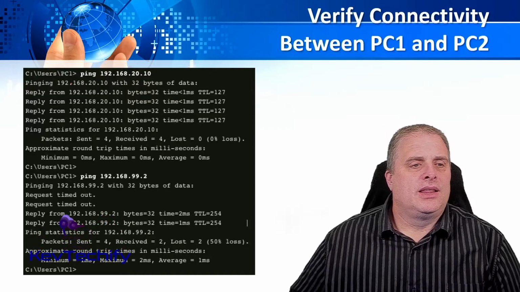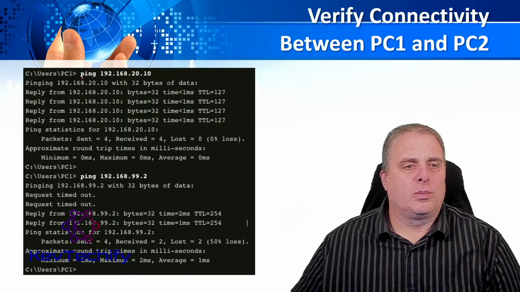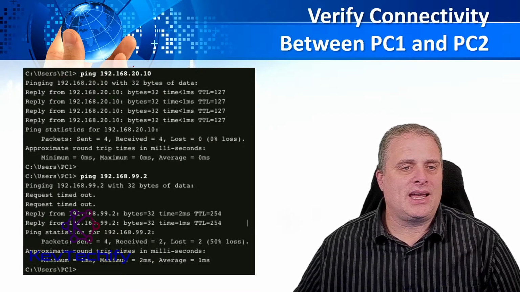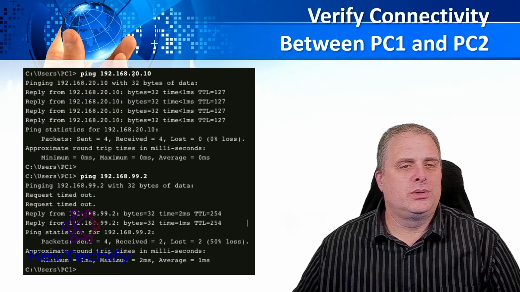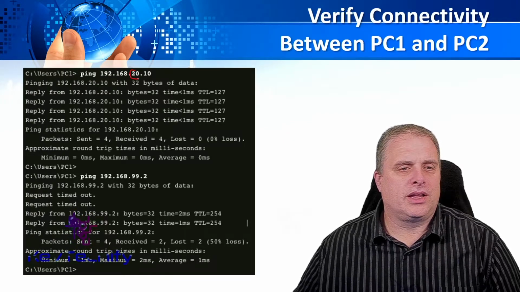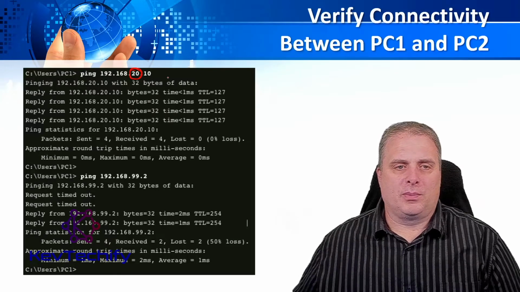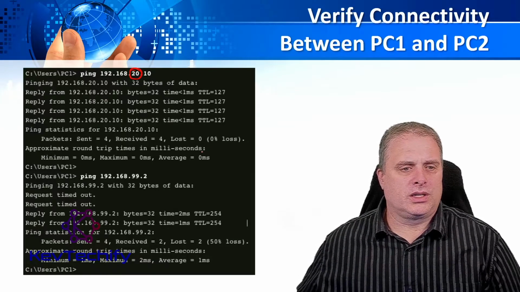Here we can see that we're on PC1 and we're pinging PC2. We're pinging a different VLAN. Remember, PC1 was on VLAN 10. PC2 was on VLAN 20. We can tell that's a different network because our scenario gave us that third octet was 20, 20. Remember how we're keeping those numbers the same. And the pings all successfully worked. We have 0% loss. That works.